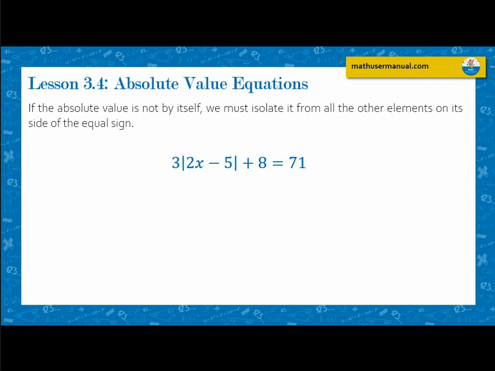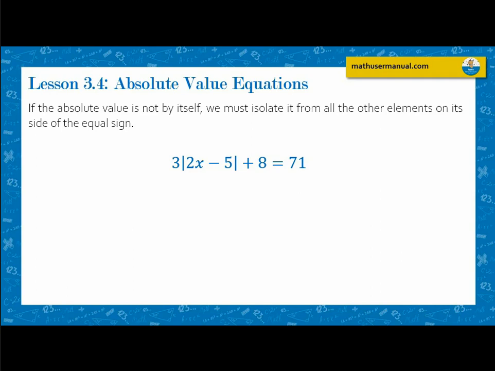In the first part of this lesson, we learned how to solve absolute value equations. But now in this second part, we're going to make it a little bit harder, because if we look at the problem on the screen, the absolute value is not alone on the left side of this equation. We have a 3 and we have an 8.